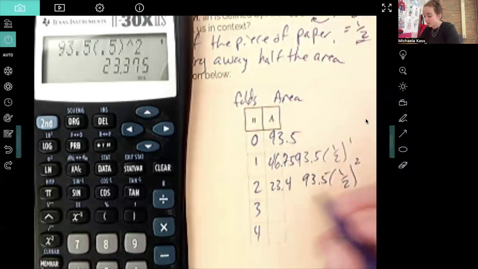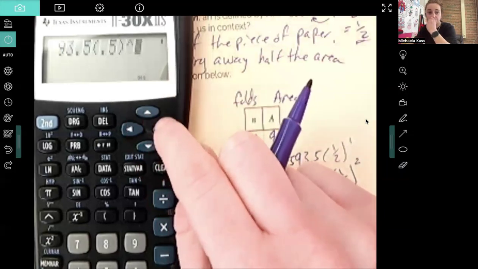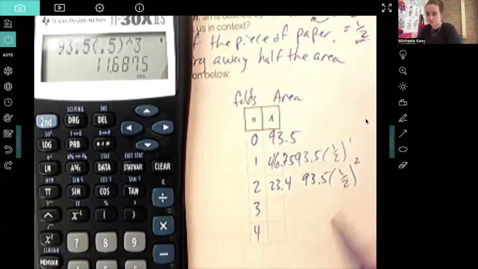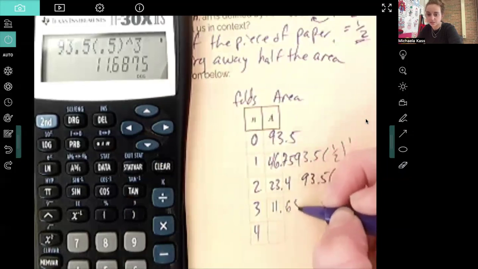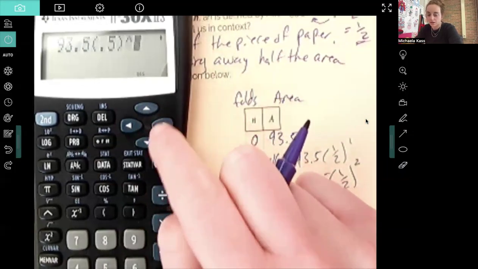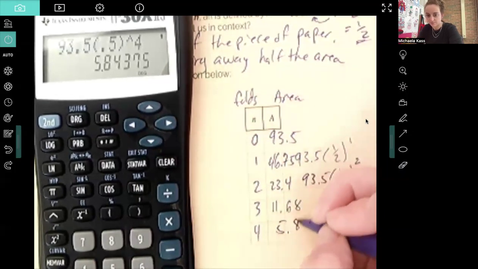So we got 23.4. Okay, now let's go over and put a 3 in, right? Because we're going to plug 3 in this time. Push enter. We have 11.68 or 11.7. And then we can do this again. And 4, enter, we have 5.8, okay?